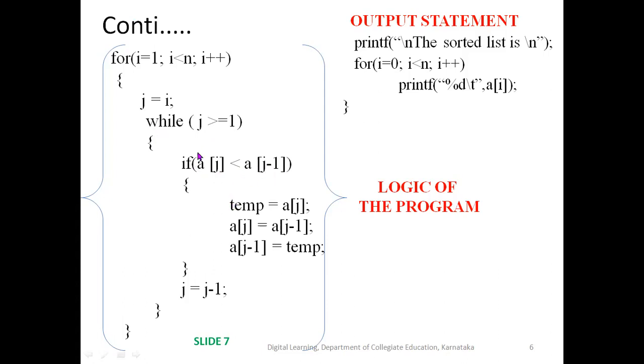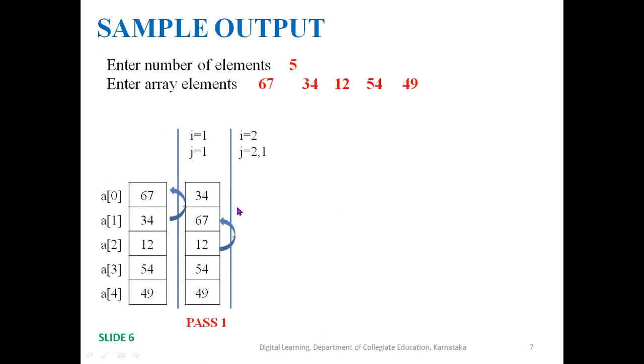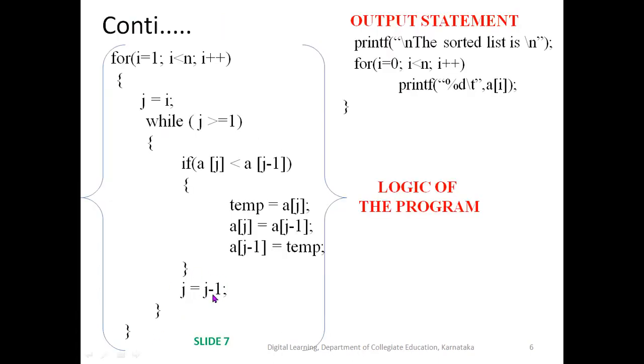So if this statement is true, then the swapping will happen. So now let's see, a of 2 is 12, a of 1 is 67. Since 12 is less than 67, these two elements have to be swapped. Now after swapping, the list is going to appear like this. So after that, you can see that j value has to decrement by 1. So j will be 2 minus 1, that is 1.